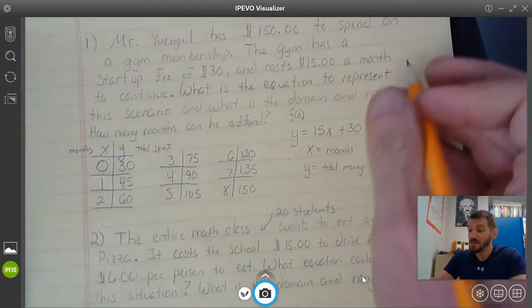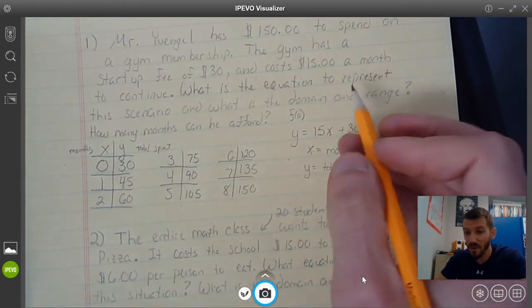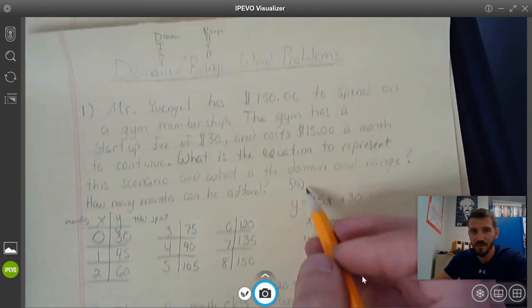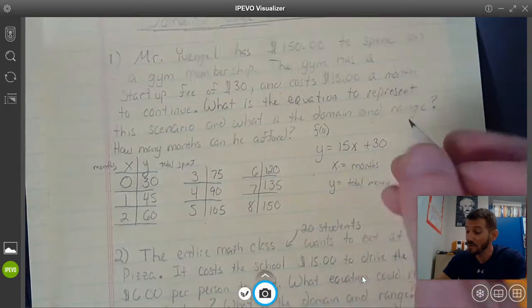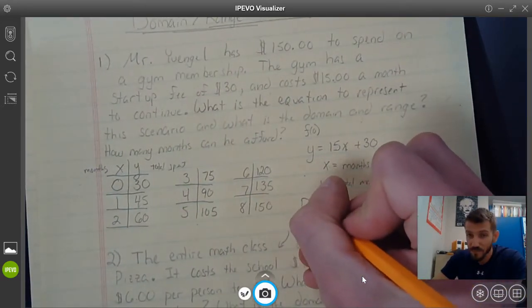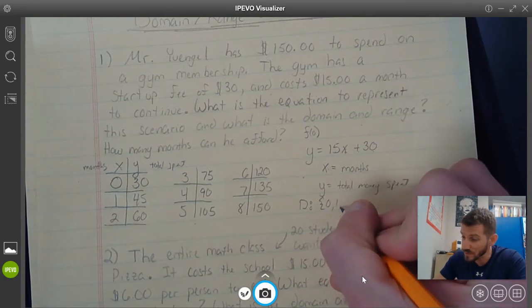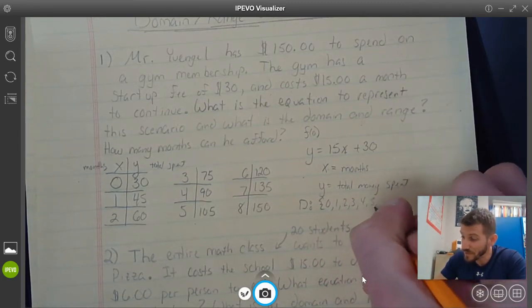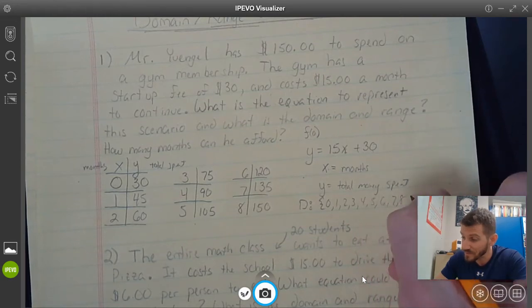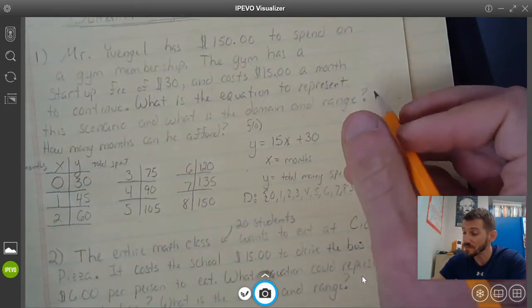So if you take a look at this problem, let's figure it out. What is the domain? Well, remember, domain is your what? Look up here. Domain is all of your x values. So my domain for this equation would be what? It's going to be 0, 1, 2, 3, 4, 5, 6, 7, 8. Those are all the number of months I could possibly work out. What is my range?